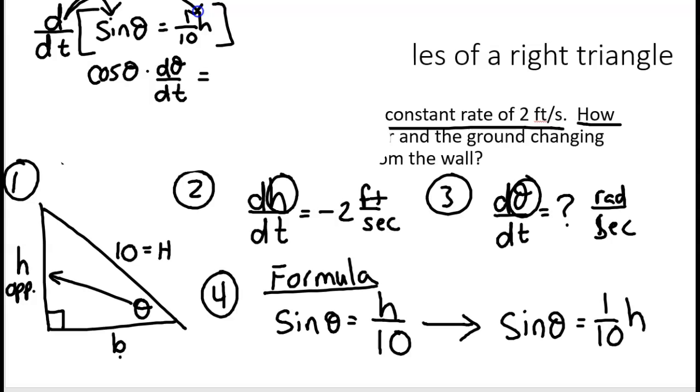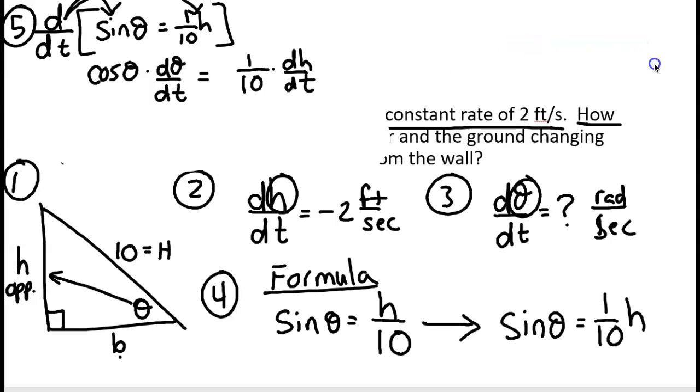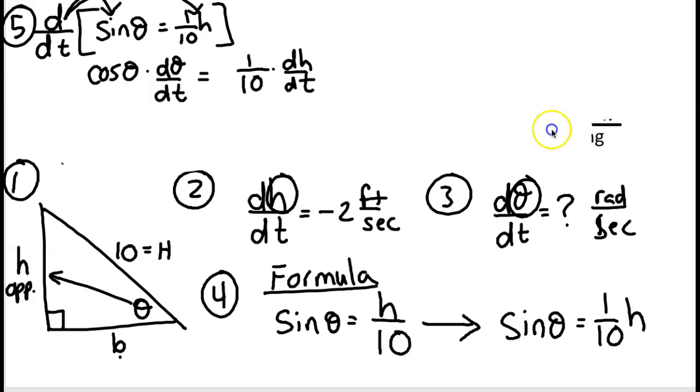Now I'm going to take the derivative of this. The derivative of that would give me 1/10, but we're going to multiply it by dh/dt because, once again, we're doing implicit differentiation. All right, so that's the end of step 5. Now I'm ready for step 6. Step 6 gets a little bit interesting as well. So let's take a look at step 6.